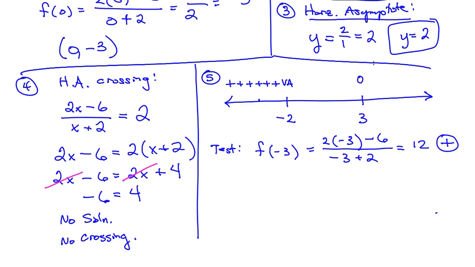Next, we need to test a value between negative 2 and 3. I will pick 0. 0 is always usually a pretty good number to choose, especially since we've already figured that one up. That is the y-intercept, and it was negative 3. And so we know that that one is negative, and we'll fill up this interval with a bunch of negatives.